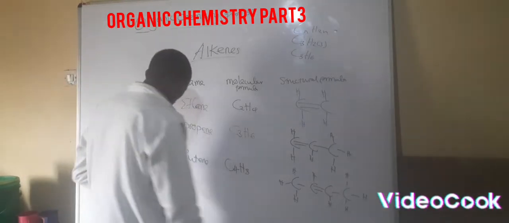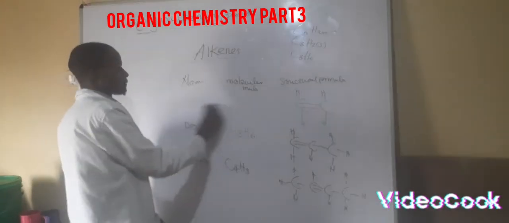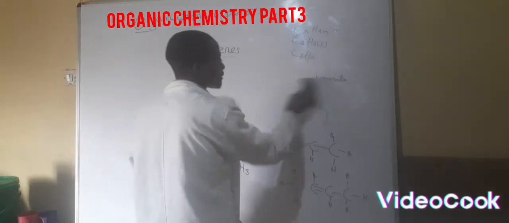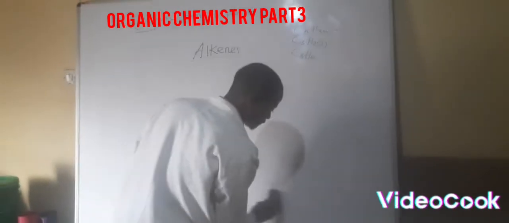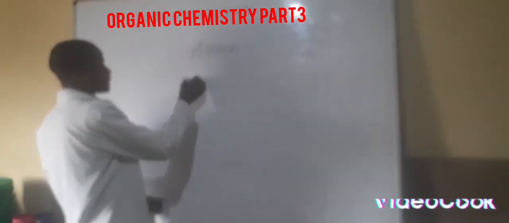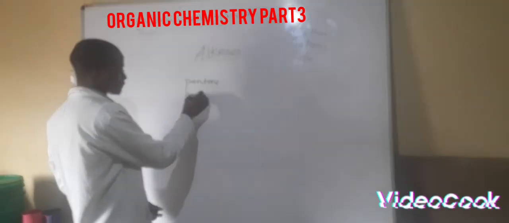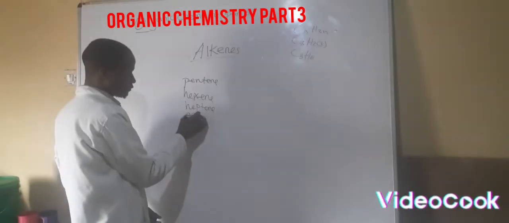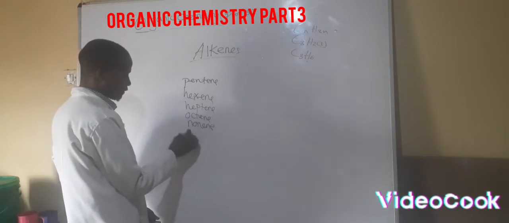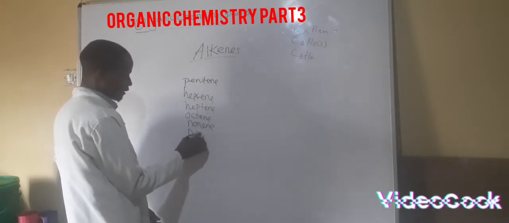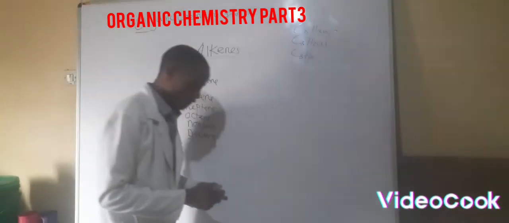So the rest, I'll just list them down, then you can continue writing the molecular formula and drawing the structure formula. So we have ended on butene. We have pentene, hexene, heptene, octene, nonene and decene. So you can write their molecular formula and draw their structural formula.